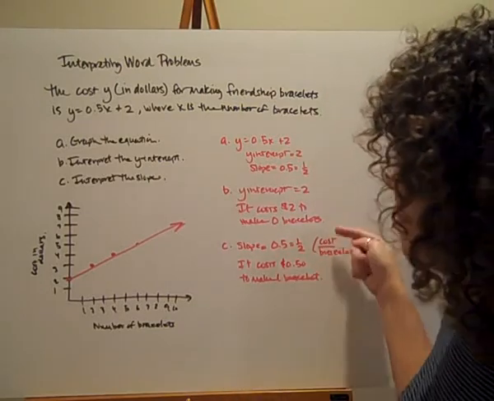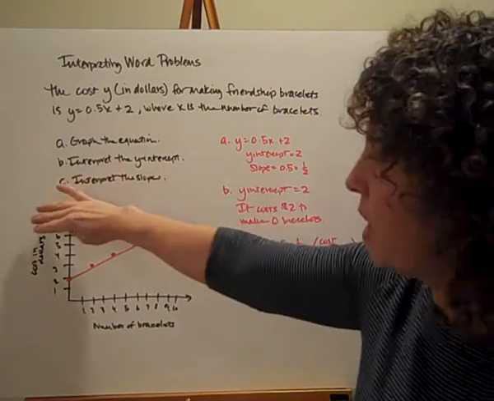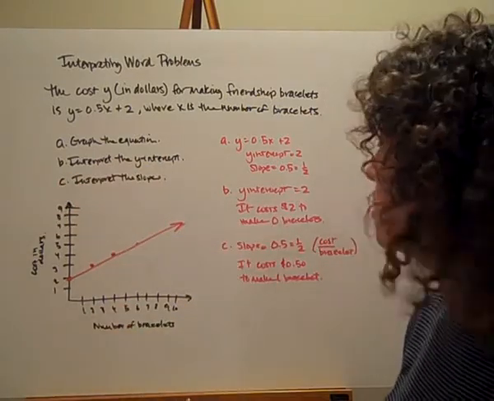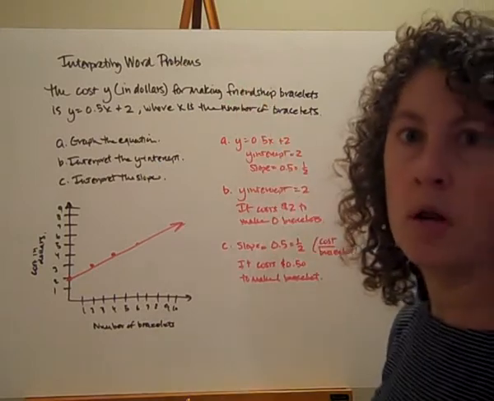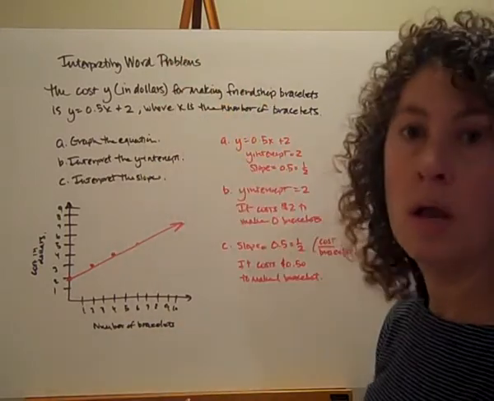So when we interpret that slope, think about the rise over the run. The rise over the run, that's going to represent what our slope means. So graphing a line and then interpreting as far as what does it mean in the story of the word problem.